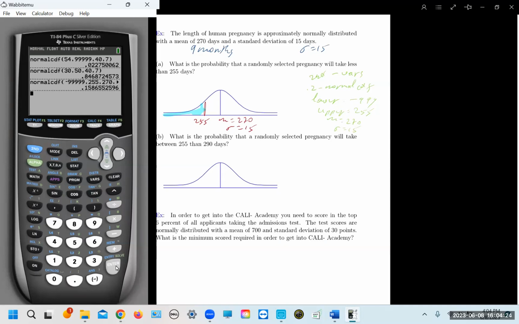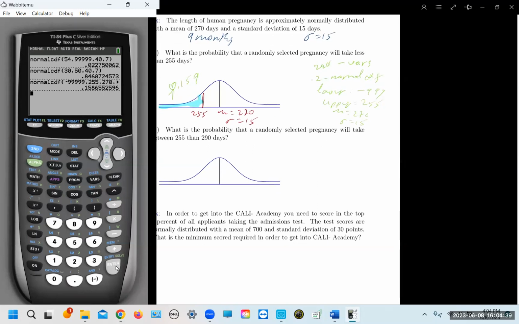So this area right here is 0.15. I can round it up. And we go for the B. So this one is in between 255 and 290. We can do the same thing, but this one is right here. So we're looking for this shape right here, this area right here.